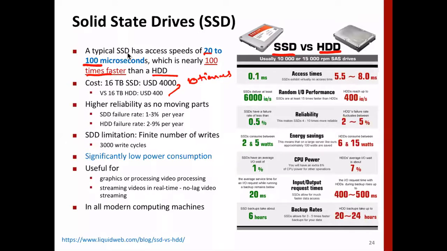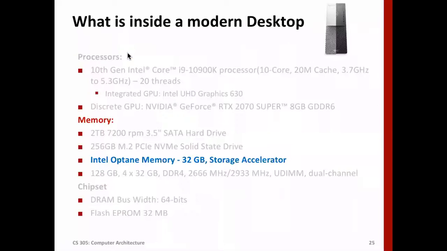Now, the reliability of this is higher than hard disk drive because it does not move, it's semiconductor based, whereas a hard disk drive is a mechanical device, so reliability is lower. However, there is one limitation, that it can do only a finite number of writes. It means it can do only 3000 writes. So if in the flash memory that you have, you write more than 3000 times, there's a possibility that it may not work. And it has low power consumption. So this is the comparison. You can go through the chart.